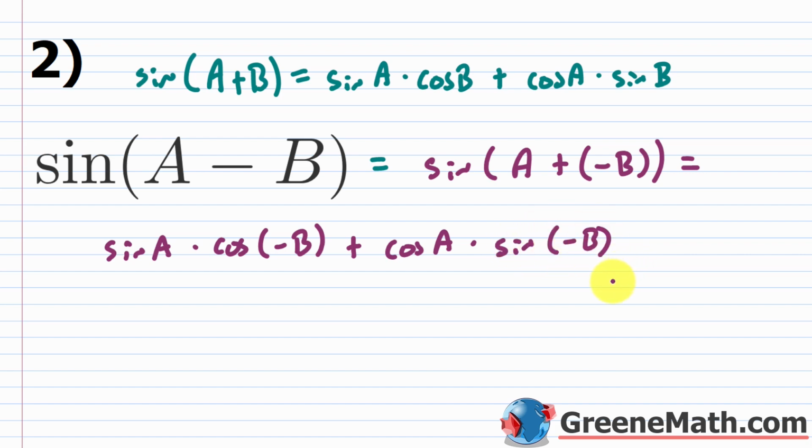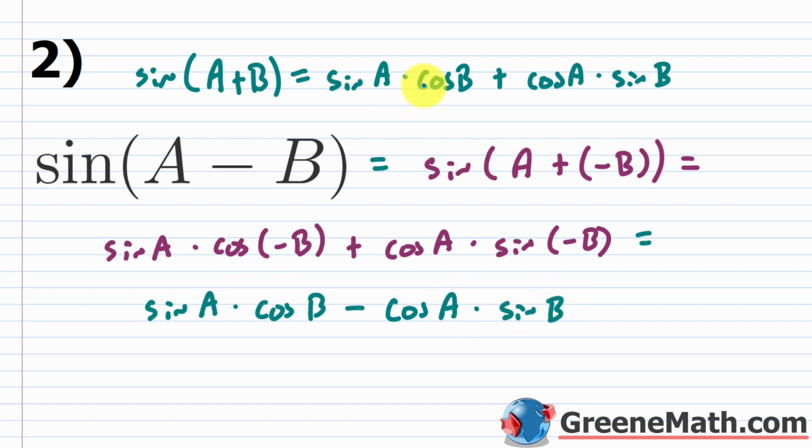Now, using the negative angle identities, remember the cosine of negative B is the same thing as the cosine of B. So I can just say that this is the sine of A and then times the cosine of B. Now, when we get to this part right here, the sine of negative B is the same thing as the negative of the sine of B. So that's going to change this sign from a plus to a minus. So now you have a minus cosine of A times sine of B.